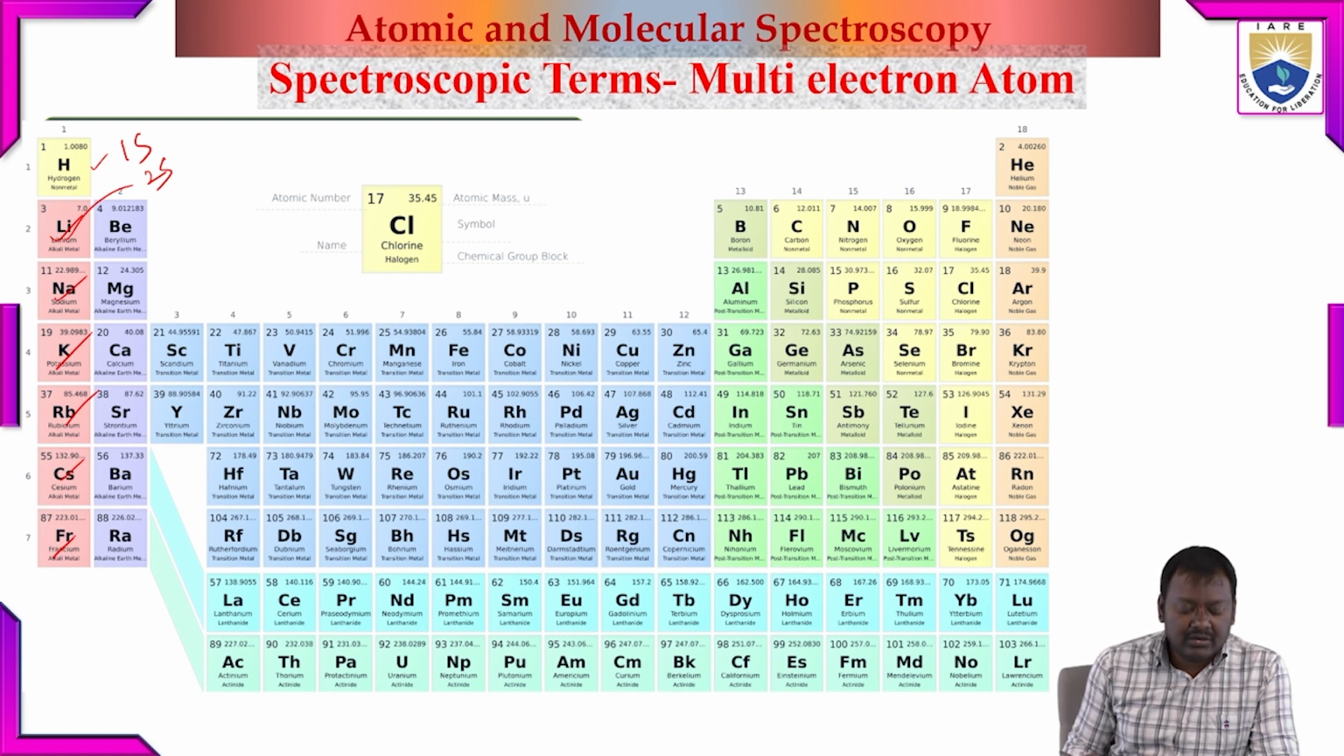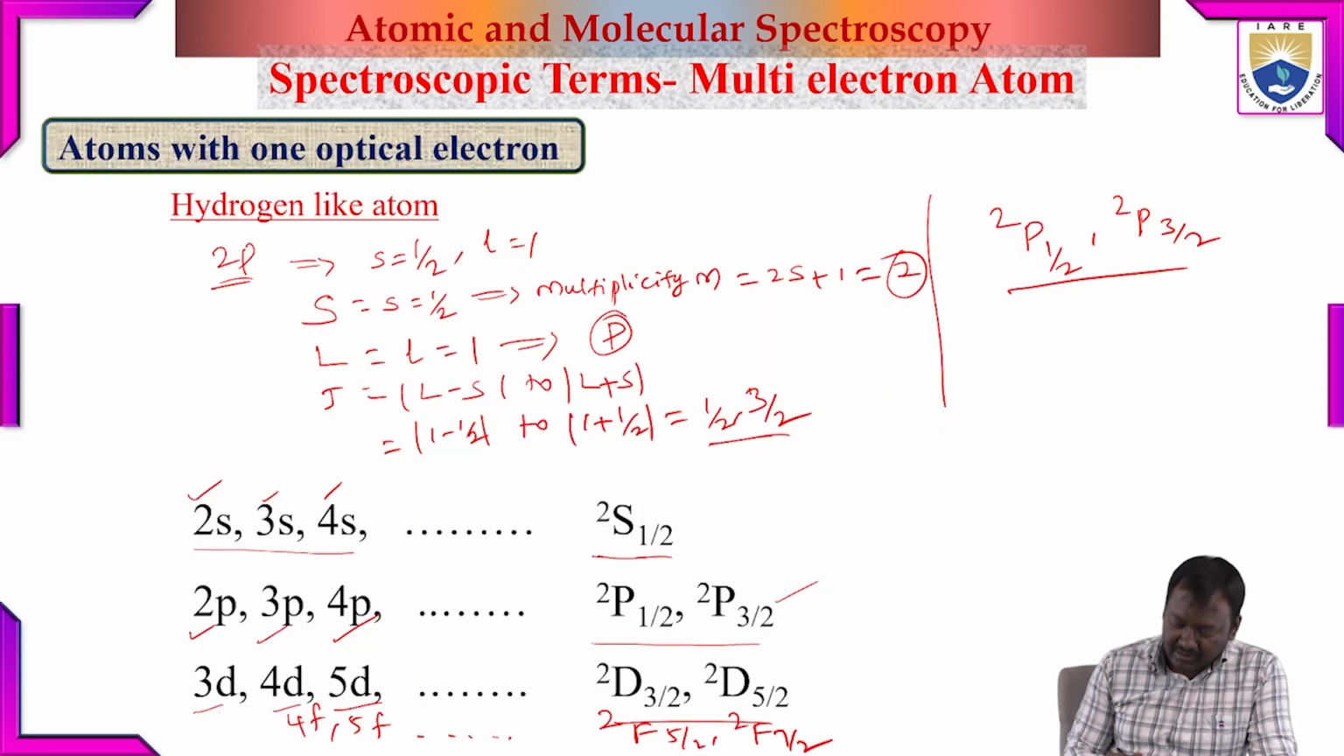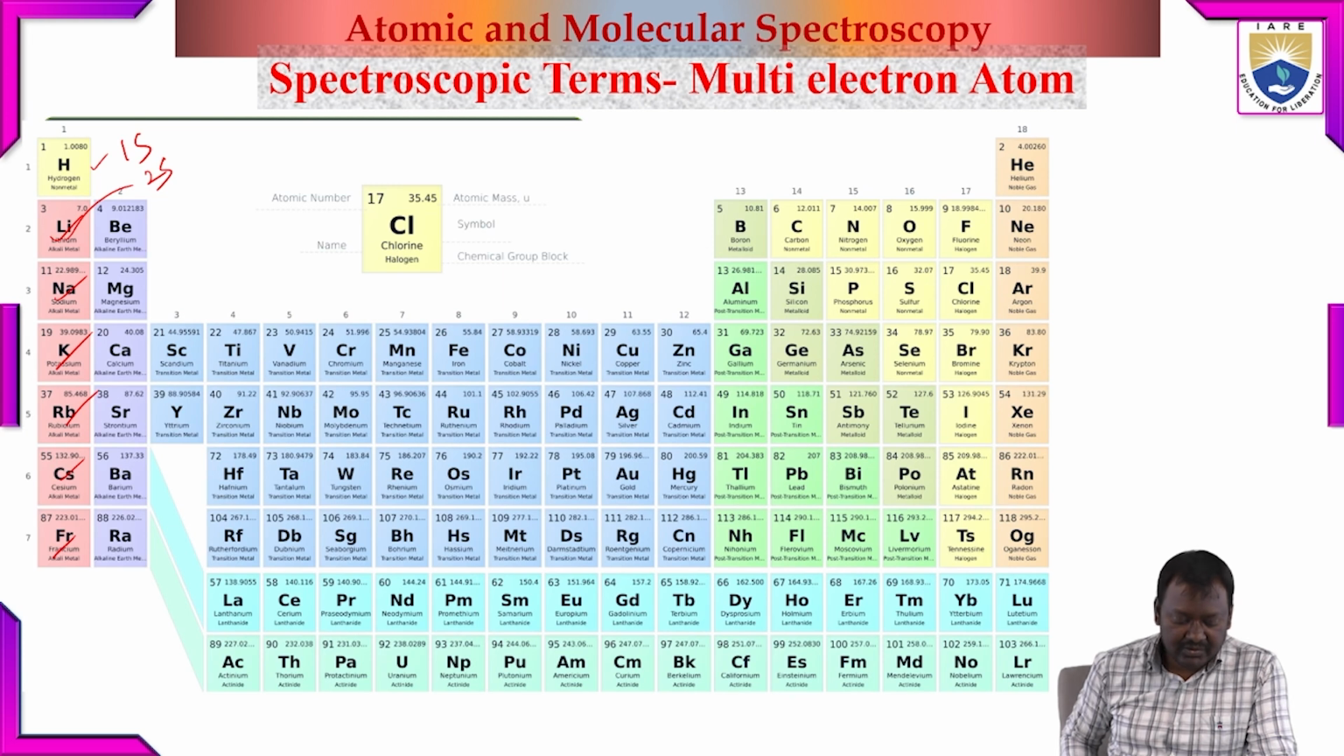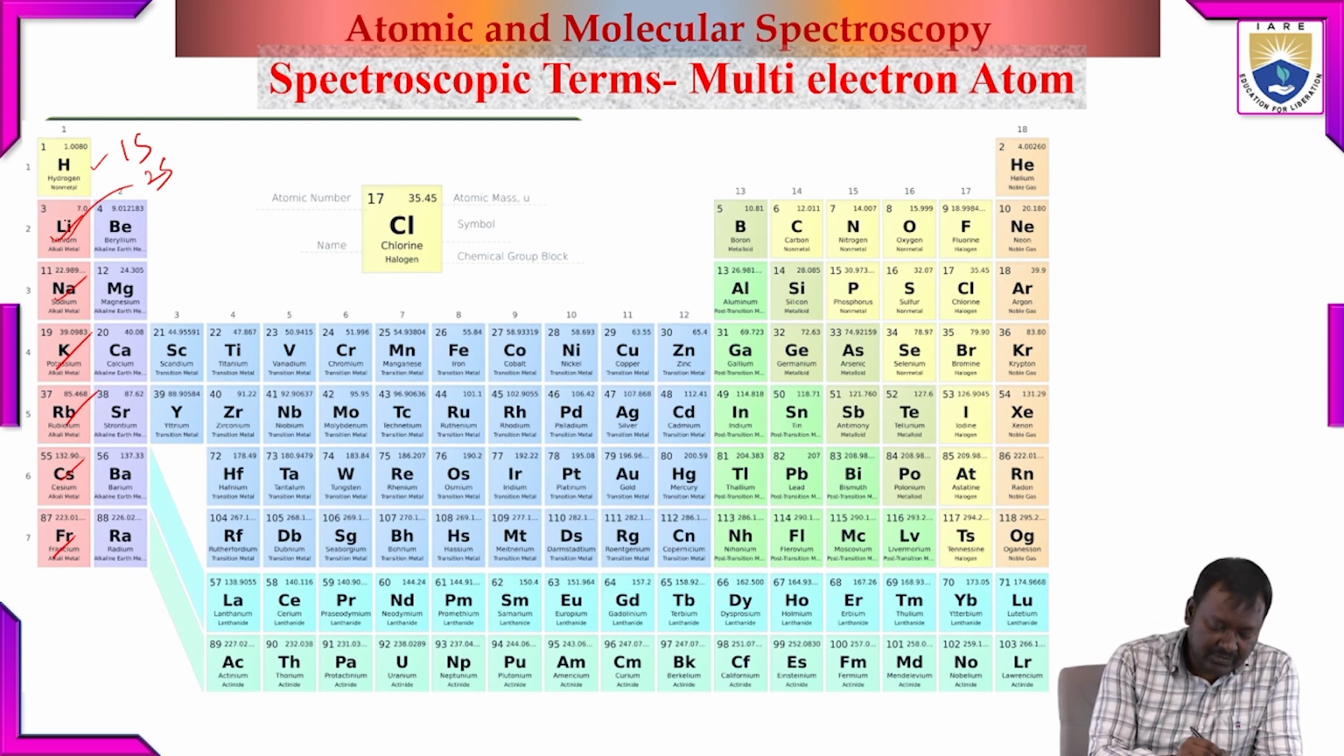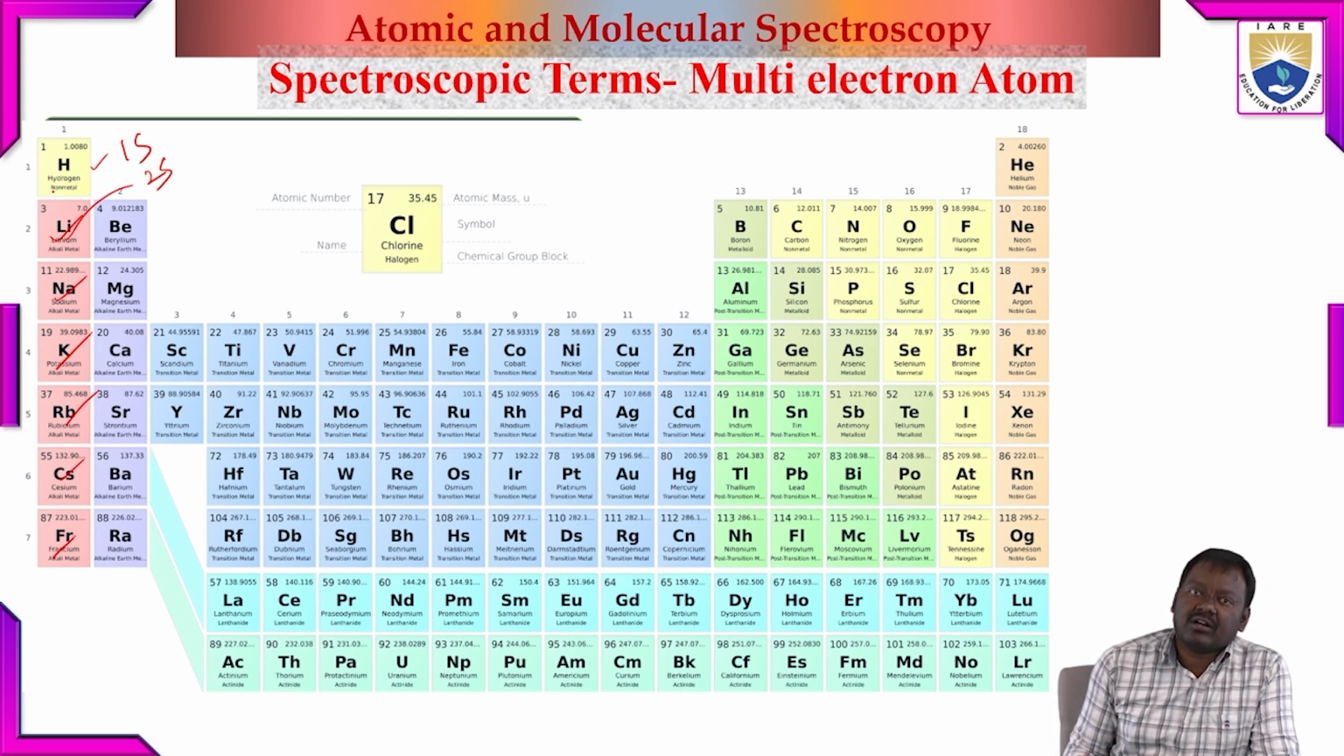So all the atoms have energy terms or spectral terms only 1s, 2s, with J = 1/2. So there is no splitting of this spectral term for a single electron, and all these atoms are alkali atoms, alkali metals. All these elements are alkali metals.